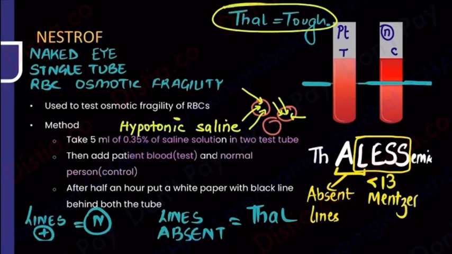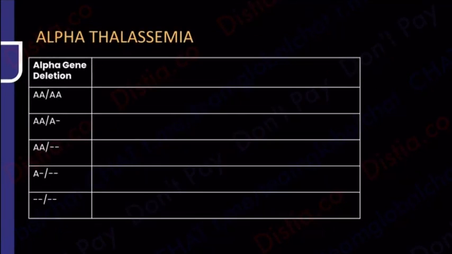So repeating once again, the lines are going to be absent. That is point number 1. Lines are going to be absent, and Mentzer index is less than 13, and that sorts the entire beta thalassemia portion for you. I hope everyone has been able to gather major, minor, intermediate, clear. Now the only thing that we are left with is the other one, the alpha thalassemia.